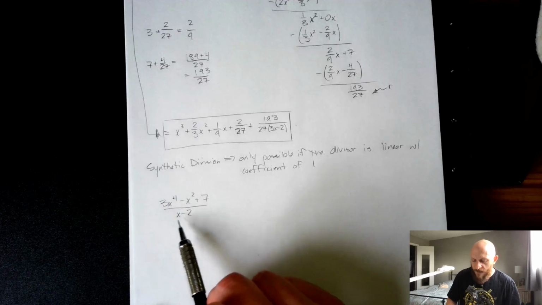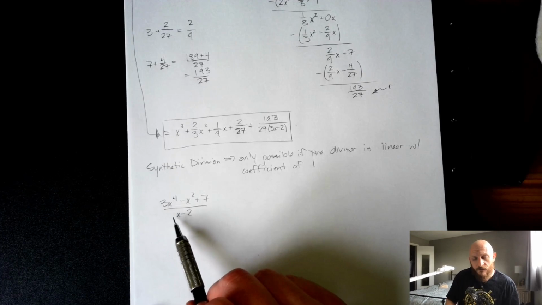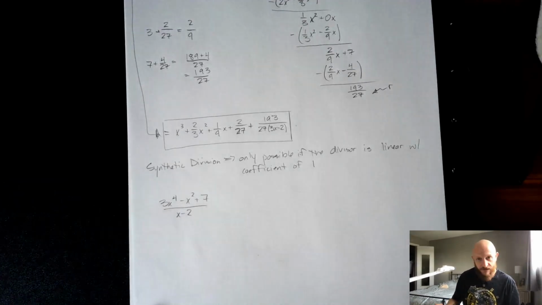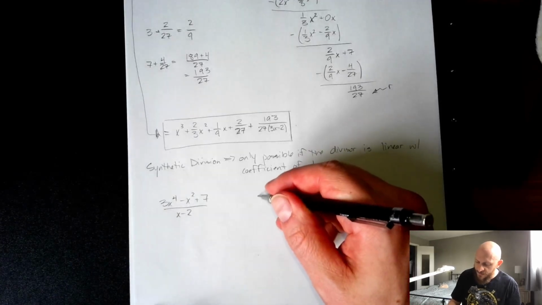Yeah. So here, now we have the divisor that is linear. The coefficient on the divisor is 1. So this is a candidate for synthetic division. Here's how we set up synthetic division.